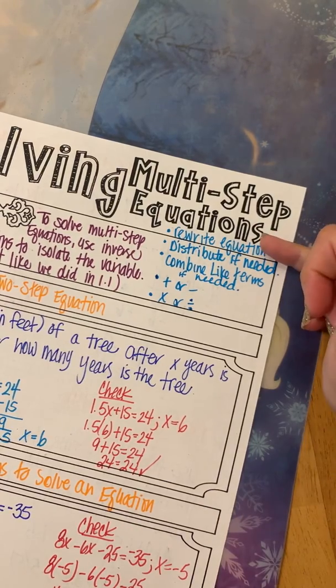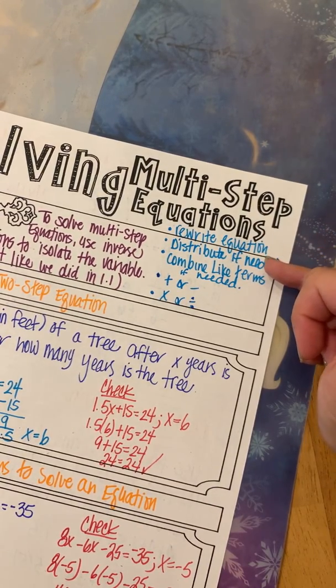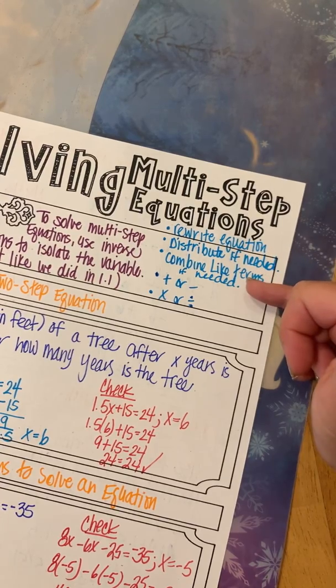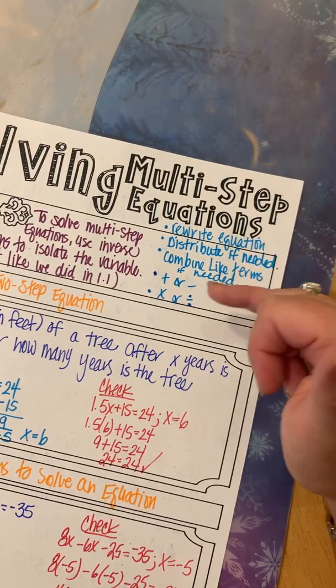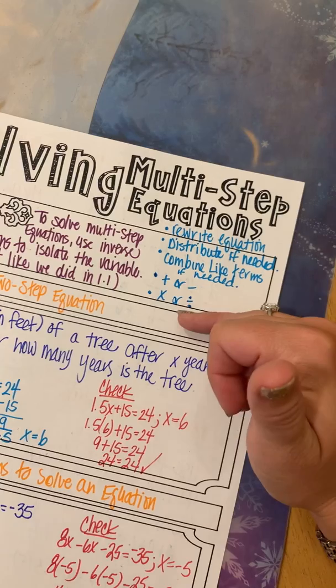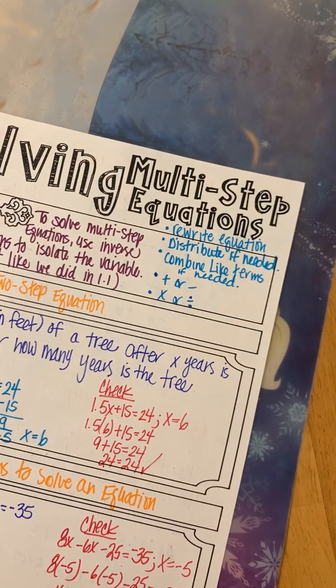So you're going to rewrite your equation. If you need to distribute anything, you do that first. Then you combine like terms if you need to. Then you're going to add or subtract, and then you're going to multiply or divide. And that is the basic gist of solving multi-step equations.